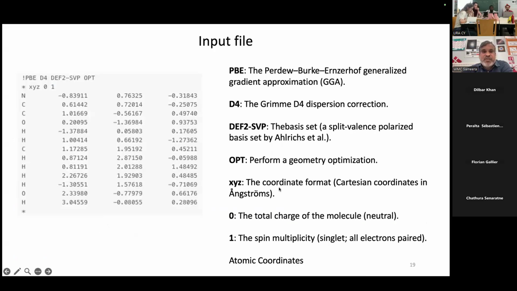So it's a very simple input file, and I will explain the details. In this input file you can see the first line here, PBE. This is the computational method. You remember, is it possible to draw? Yeah, okay. So we use, this is the Schrödinger equation, right?